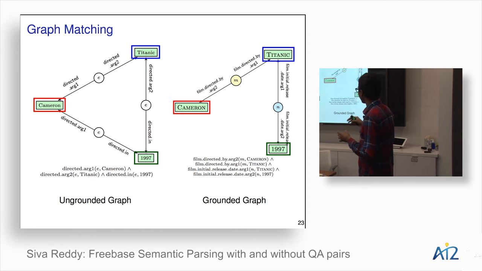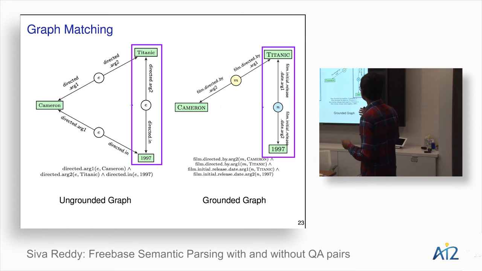Let's see how this graph looks in Freebase. So here, this is our ungrounded graph on the left-hand side, and the Freebase graph on the right-hand side. The similarities are the entity nodes, like Cameron became capital Cameron in Freebase, but it could become some entity. I just say that to indicate that these are two different nodes, so I kept them capitalized.